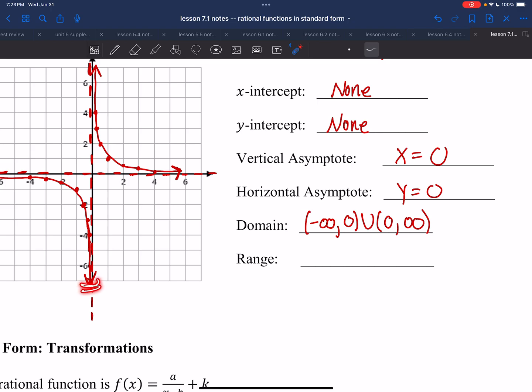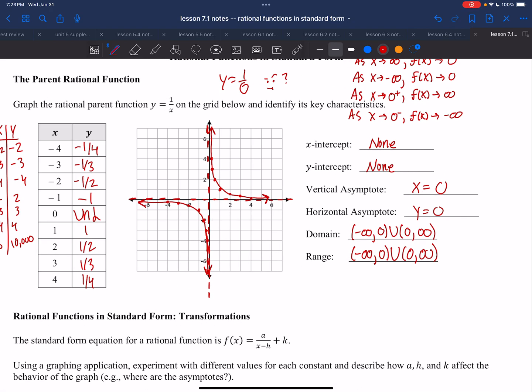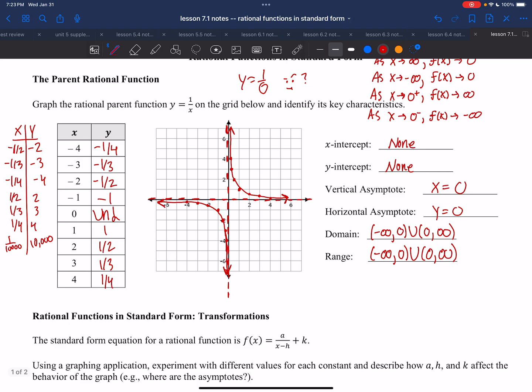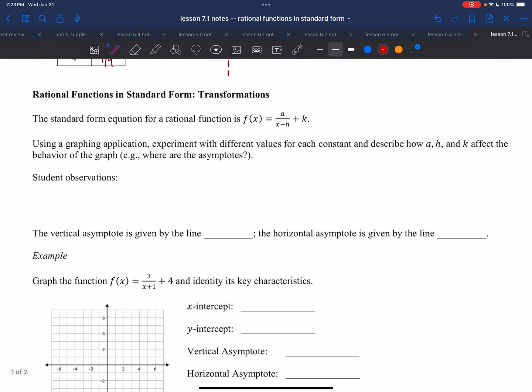Similarly, you can see the behavior in the y direction. All the negatives are included. All the positives are included, but not 0. We don't touch 0. So the range excludes 0. Notice I'm not using brackets because a bracket would mean inclusive. So we have strictly parentheses here. We do not touch 0. And there it is. Cool. All right, let's move on.